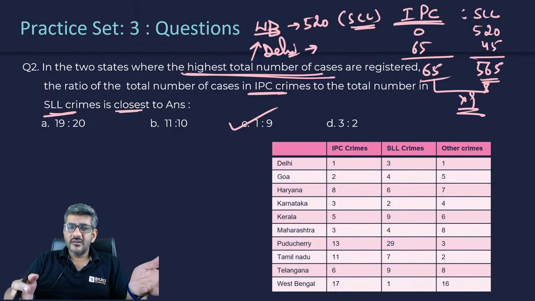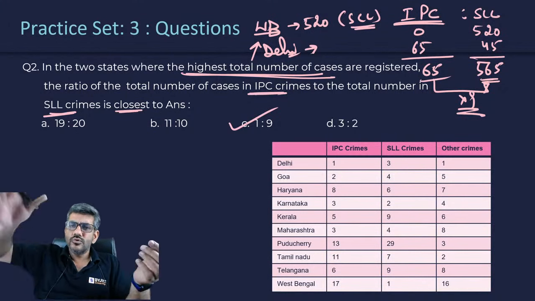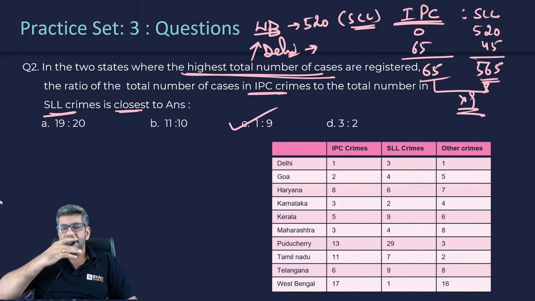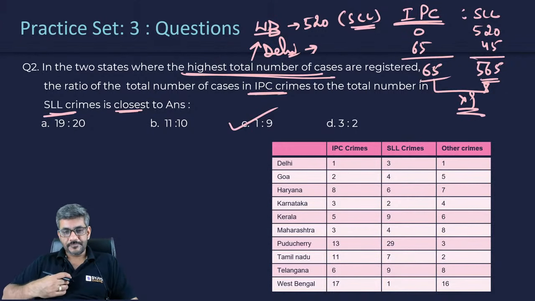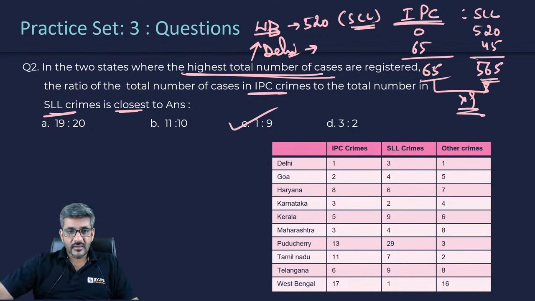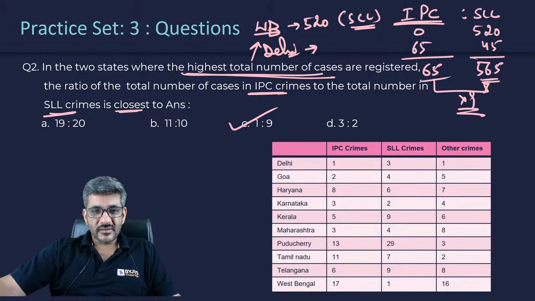Left with A and C. Option A says D is almost close, but how can it be close? SLL is too high, right? So even that could not have been the answer. So therefore our answer for this is option C. I am assuming this point is clear to everyone. Let me just get back to the normal size.